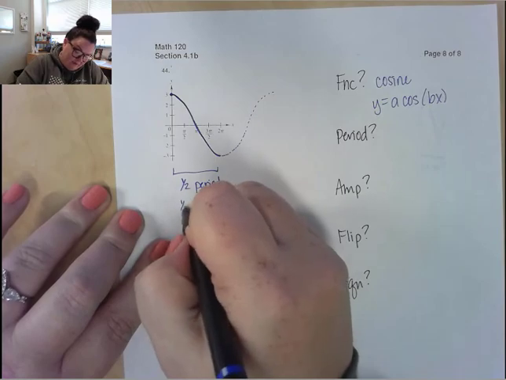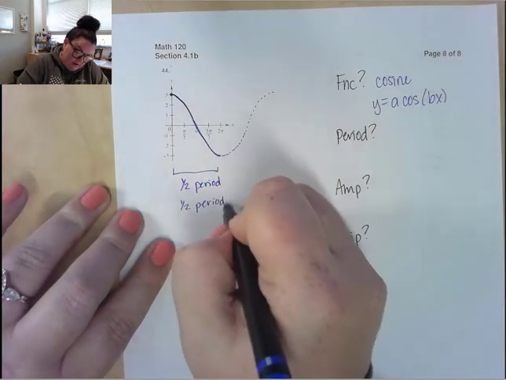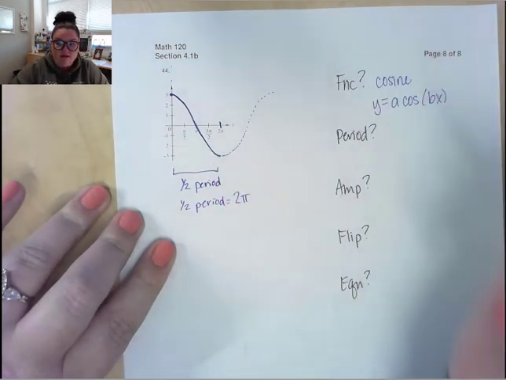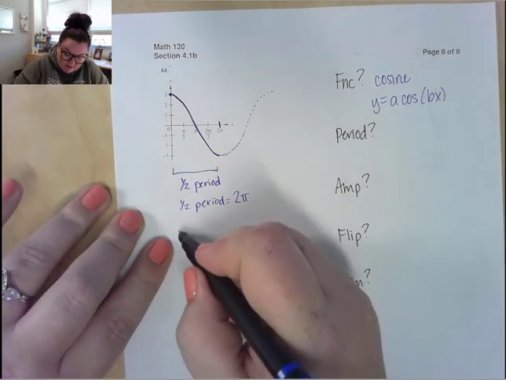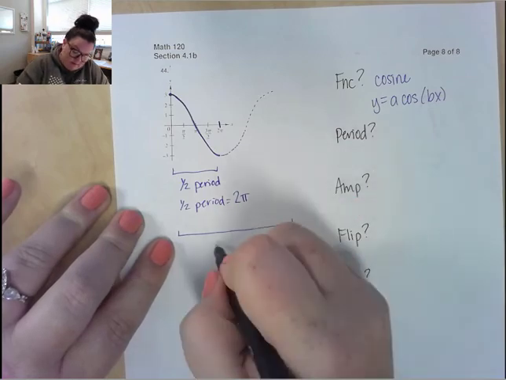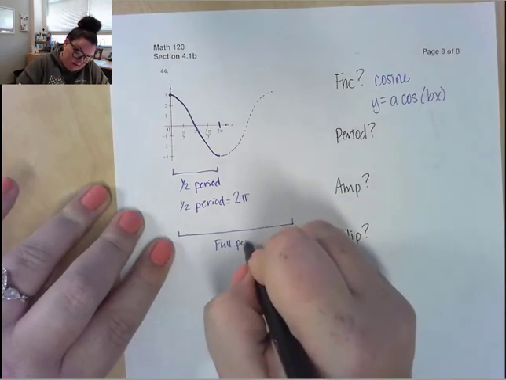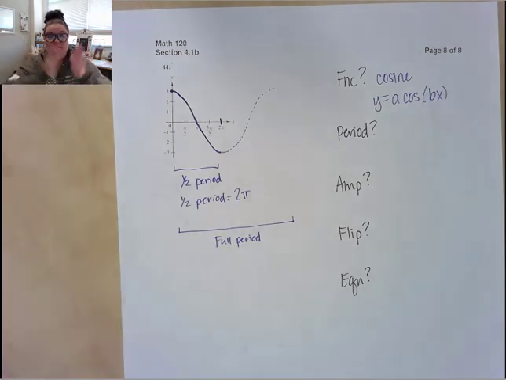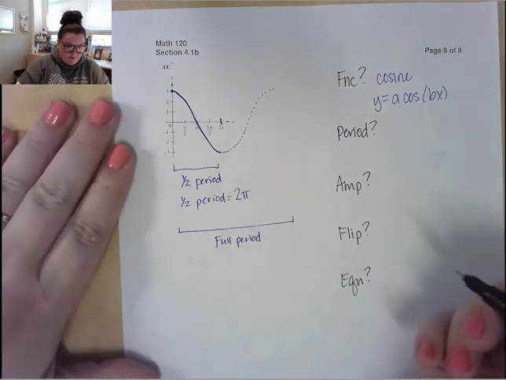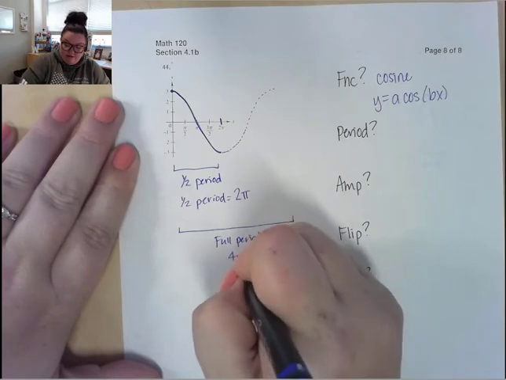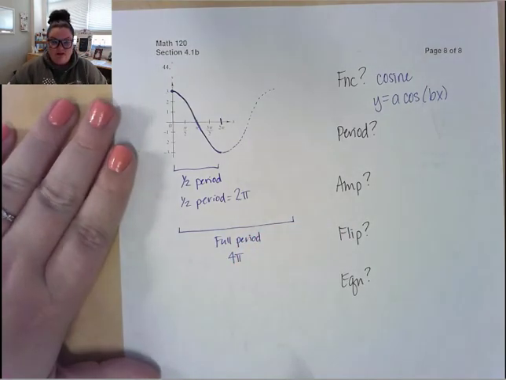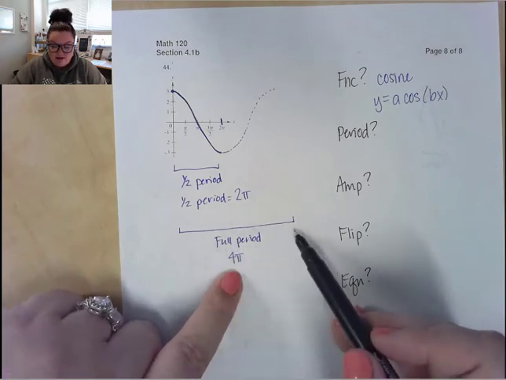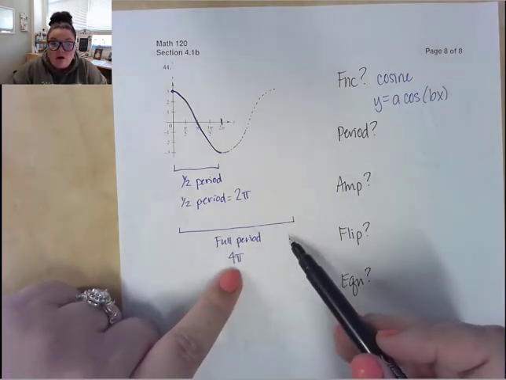So if half of the period is equal to 2 pi, right, because that's this distance right here, then a full period would be a distance of what? Well, it would have to be double that, right? So a full period would have to be 4 pi, okay? So now I know how far the period length is. I can go ahead and set that equal to our formula.